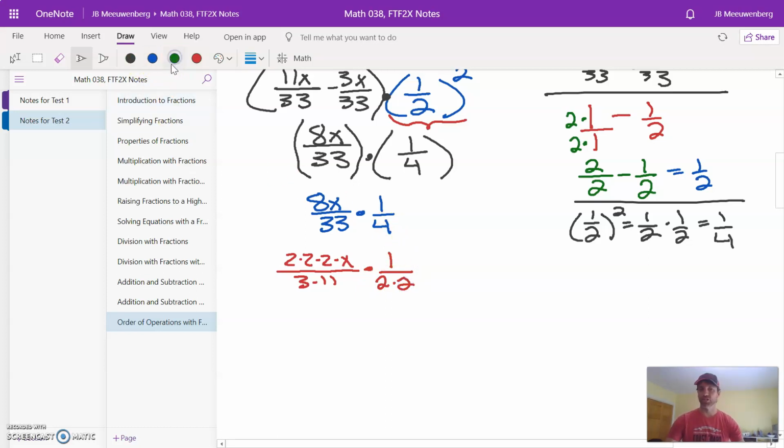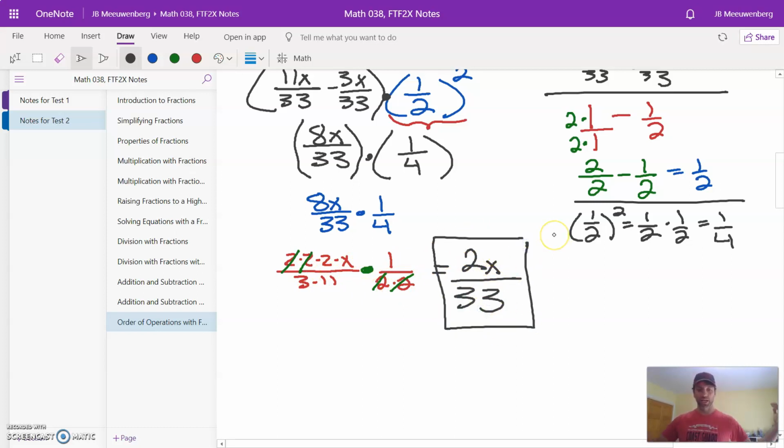Now maybe some of you are catching some shortcuts you could take at this point. I still like working it out like this because I feel it's that important. We can cancel because it's multiplication. I'm going to say that 1,000 times. 2 cancels with 2. 2 cancels with 2. That's all the cancellation that can happen. And now finally, we multiply everything together. 2 times x times 1 is 2x on top. 3 times 11 is 33 on the bottom. And we are done.